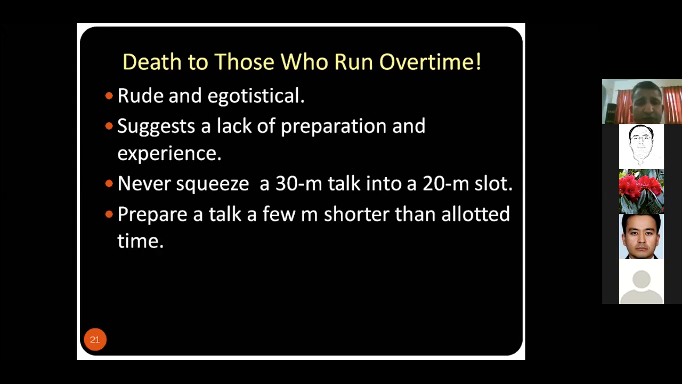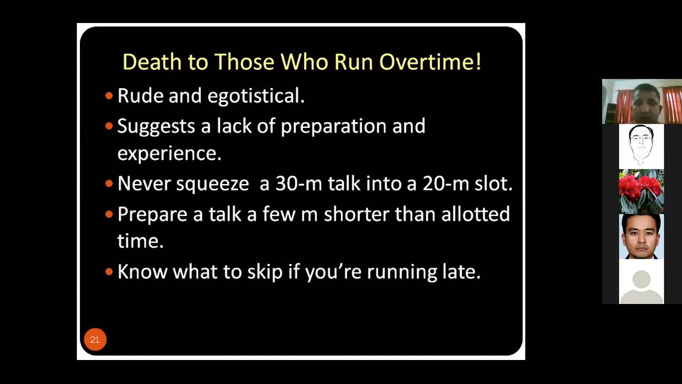And another thing, you have to make a preparation. You prepare your talk a few minutes shorter than the allotted time. Sometimes the mic goes out of order. Sometimes this thing happens, that thing happens. So 1 to 2 minutes shorter than your allotted time is the best way to make the presentation. And sometimes it happens that even if you try your best, you have just 1 minute left and you still have 5 or 6 slides to present. Then you should make a plan beforehand about which slides you will skip in case you run out of time. That also you have to think about beforehand.